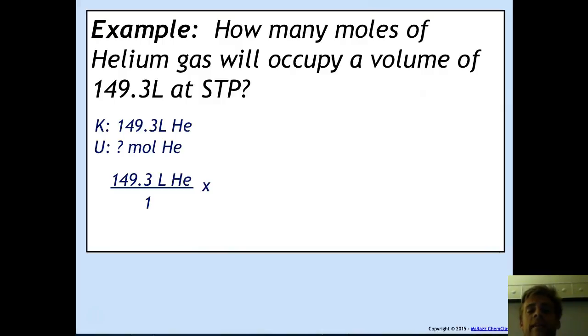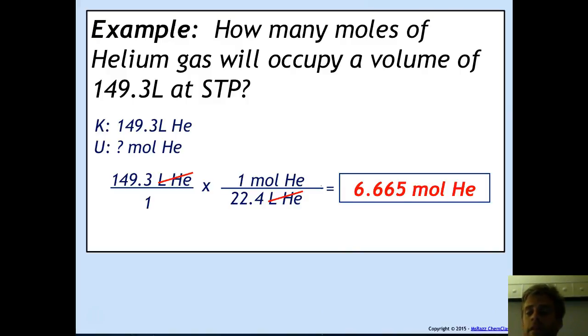Then, how many liters are in a mole? So my conversion factor, now, only for gases and only gases at STP, is that there are 22.4 liters in a mole of gas. My liters cancel. Notice I put liters on the bottom because I wanted that unit to cancel. I will be left with moles of helium gas. So now, if I look back to what I had in the question, I had 149.3. That is 1, 2, 3, 4 sig figs. So when I go to my final answer, it also has 1, 2, 3, 4 sig figs.